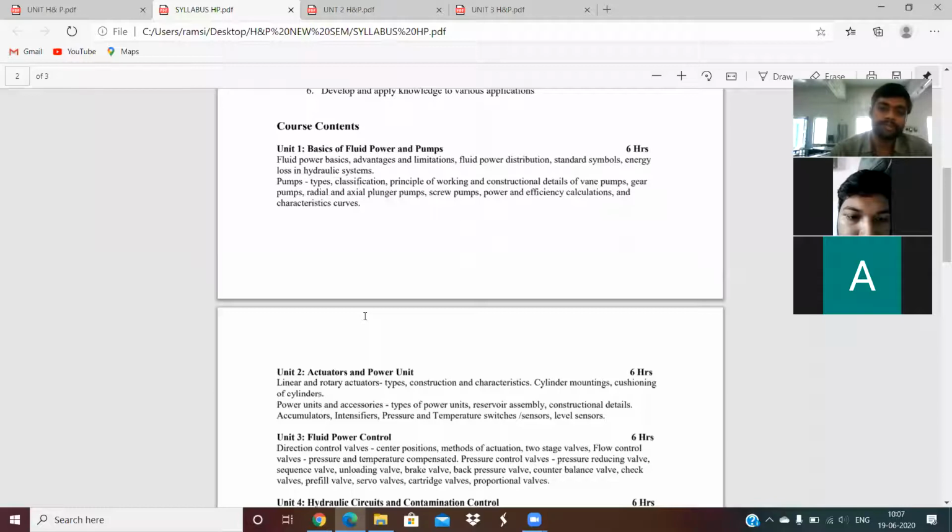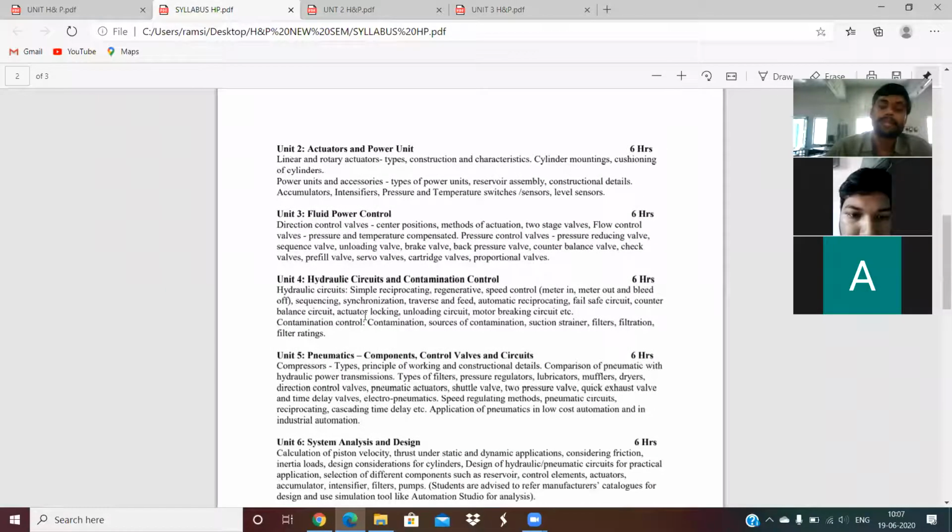Here you can see on your screen the syllabus of unit number 2, which is actuators and power unit. In this unit, we are going to study linear and rotary actuators, then types, constructions and characteristics of actuators, then cylinder mountings. In today's lecture, I will show you the PPT of units number 1, 2 and 3. We will just overlook what we are going to study in each chapter.